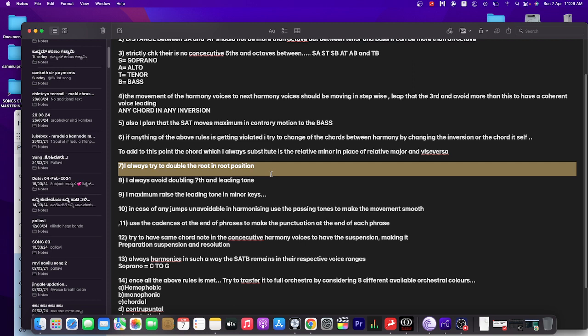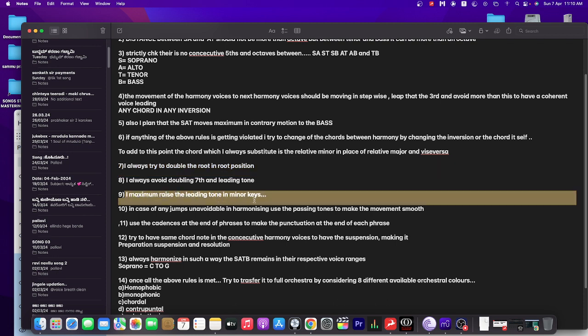The eighth rule is, I always avoid doubling the seventh or the leading tone. When you have a chord like C major 7 or C minor 7, or some kind of seventh, avoid doubling the seventh. If there is a situation, you can double any other note by considering the other rules. Avoid doubling the seventh or the leading tone. By doing this, you can get a very good harmony. Then the ninth point is, I maximum raise the leading tone in minor keys.